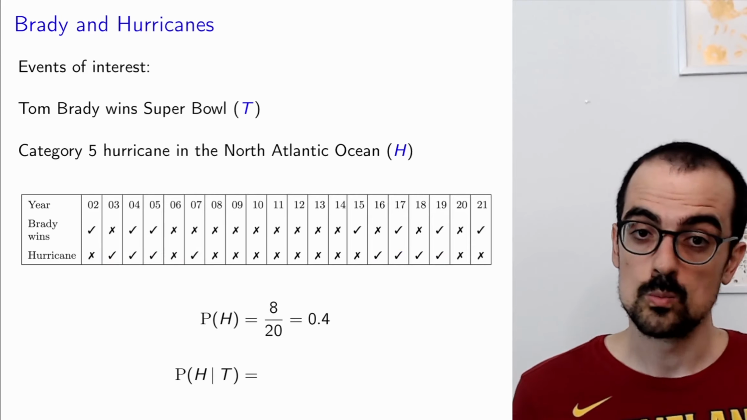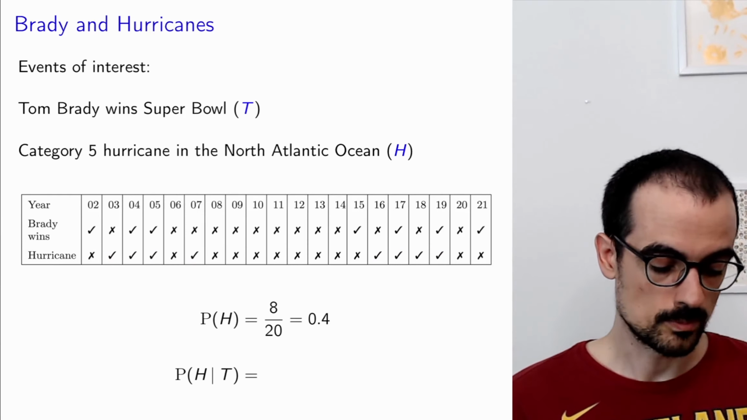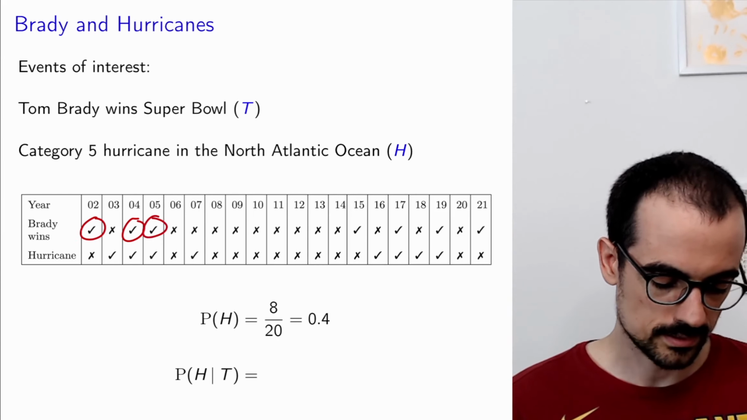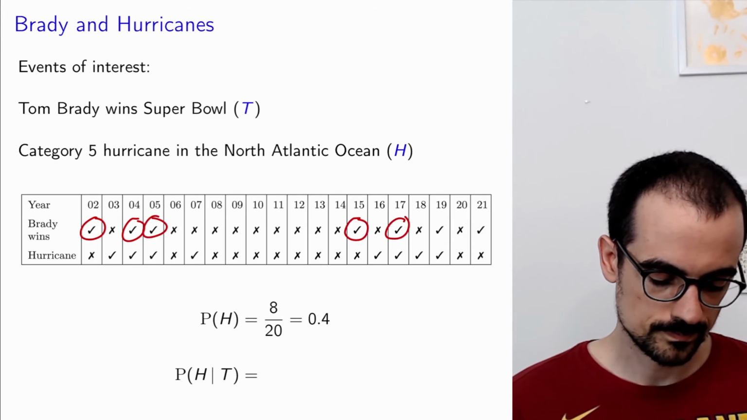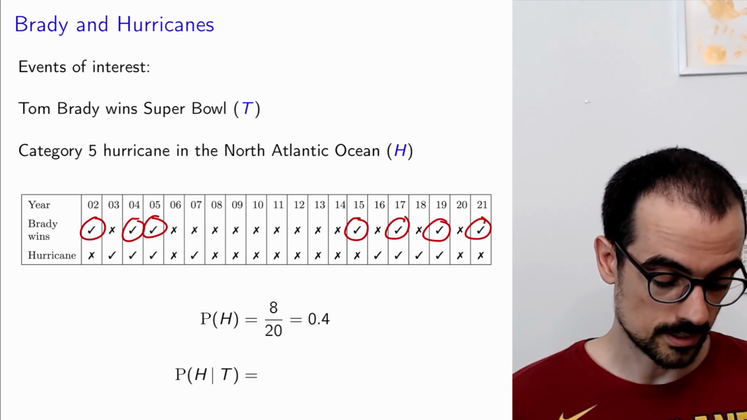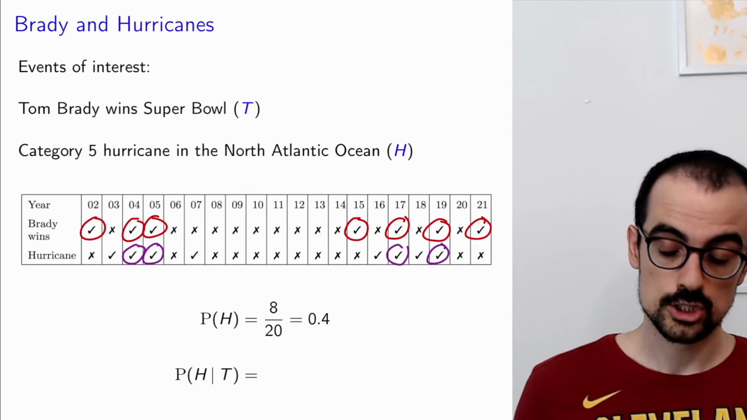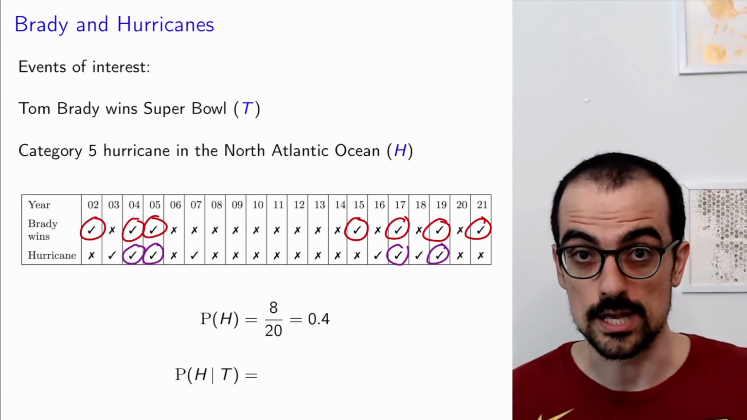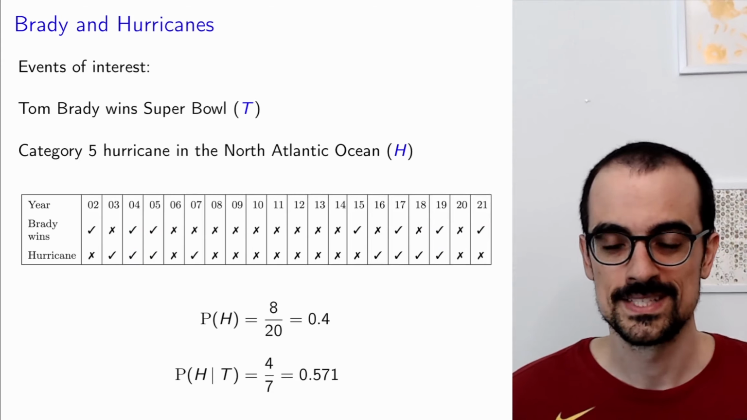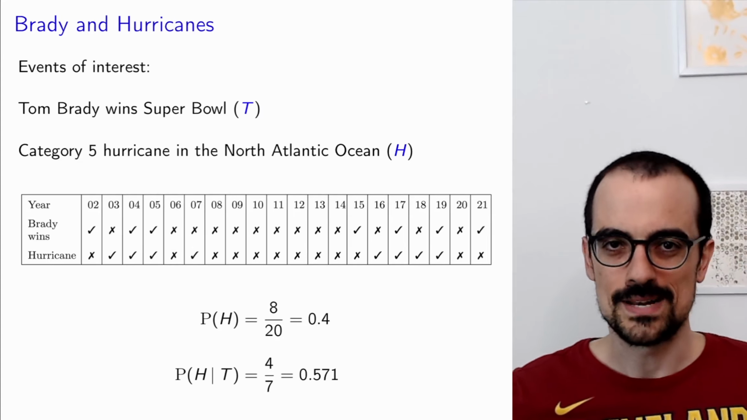And now we want to see what's the conditional probability that there's a hurricane if Tom Brady wins the Super Bowl. So now we're only interested in years where Tom Brady wins the Super Bowl. There's 7 of them. And now we see out of those, when was there a hurricane? And we see that there were 4 hurricanes. So the conditional probability that there's a hurricane if Tom Brady wins the Super Bowl is higher. It's actually much higher. It's 0.571.